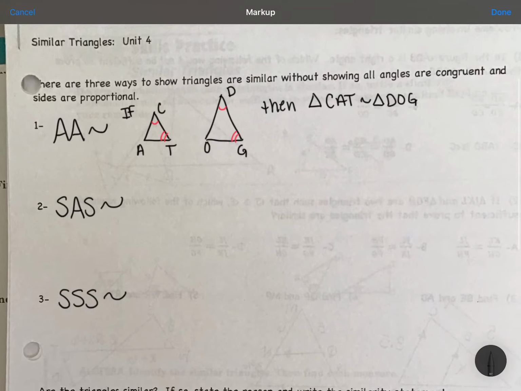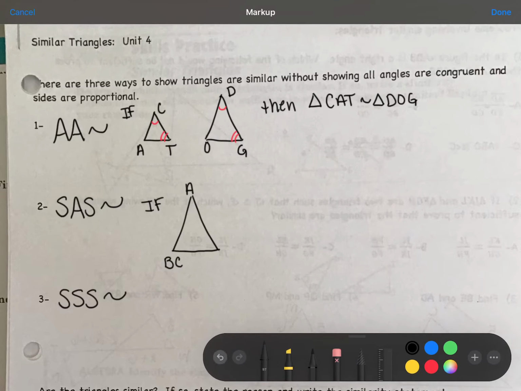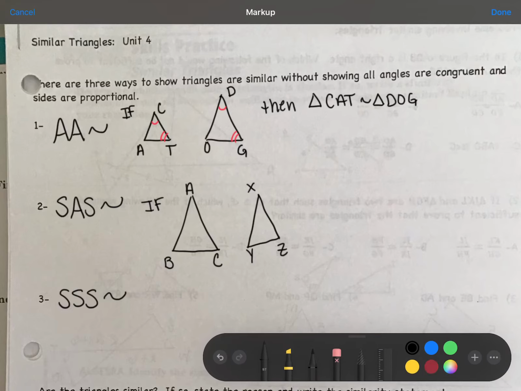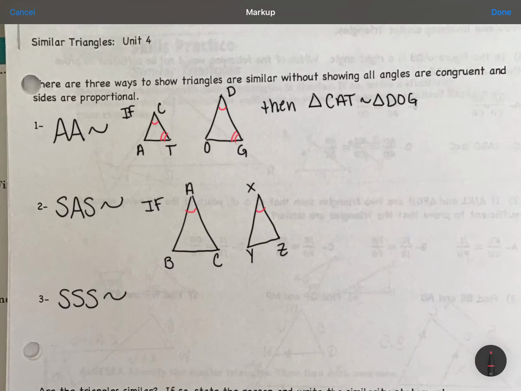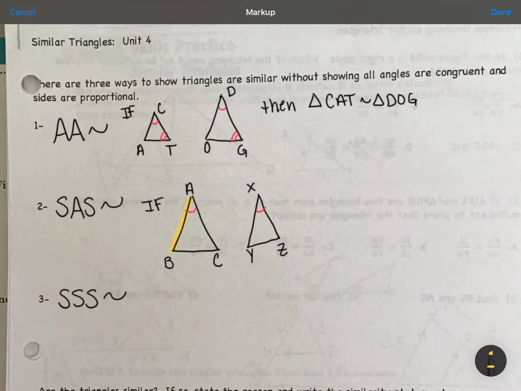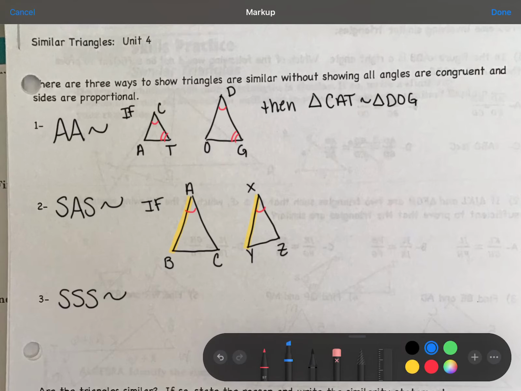To have side-angle-side, if I've got two triangles, we'll just keep this simple, ABC. Oops, almost too simple. I didn't even write it in the right place. And triangle XYZ. And this time, I have one angle that's marked congruent. We'll just say A is congruent to X. And then I've got sides that are proportional, because remember, when you're dealing with similarity, your sides are not congruent to each other. They're just proportional.